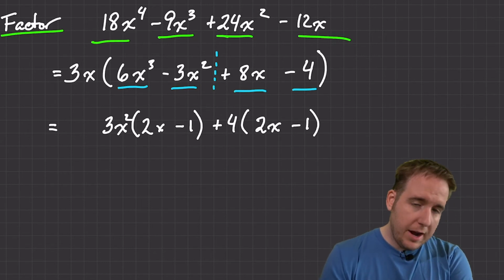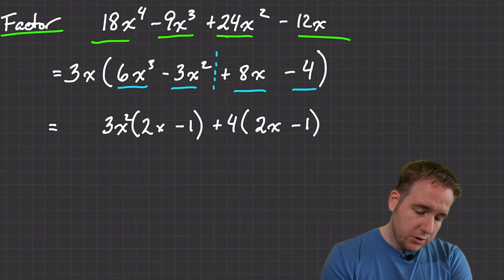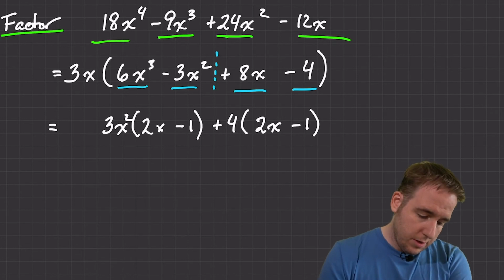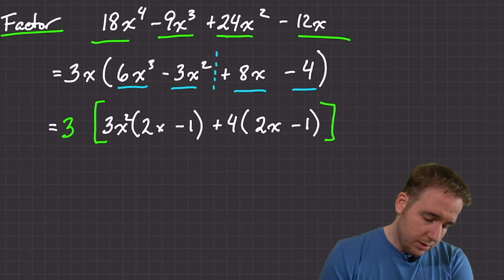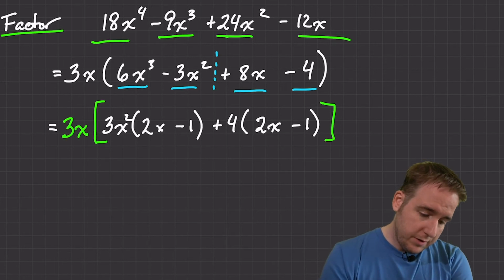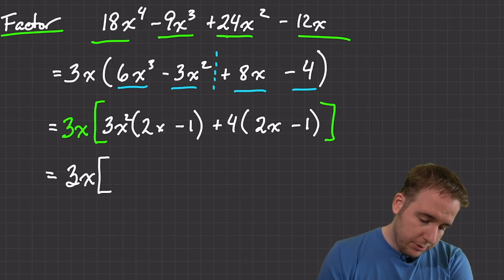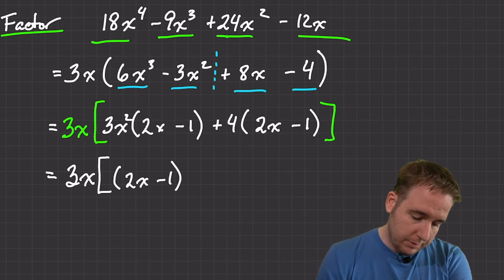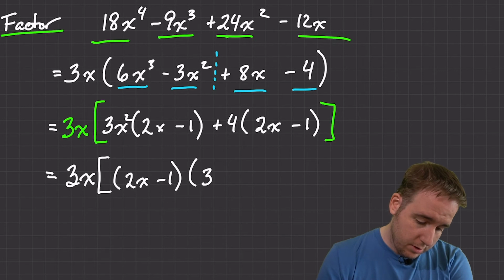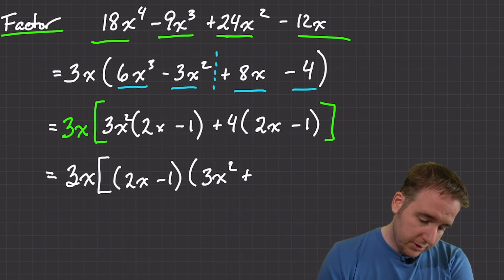Okay, and remember I did factoring previously, so this is all inside of a bracket with 3x in front of it. So 3x, and now I pull out this, and I'm left with squared plus 4.